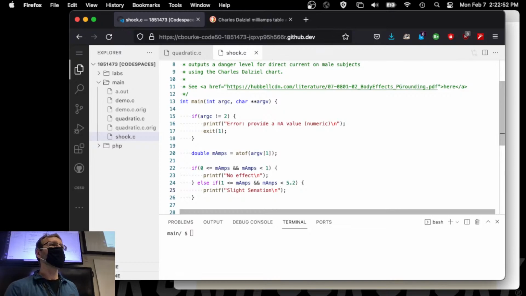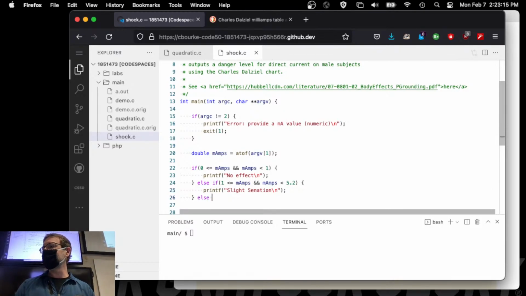Put a 9 volt to your tongue. I don't know, is that pain? 9 volt on tongue, I don't know what the impedance of the tongue would be, but you've done that before, right? It's crispy, there we go. So slight sensation. All right, we can continue.